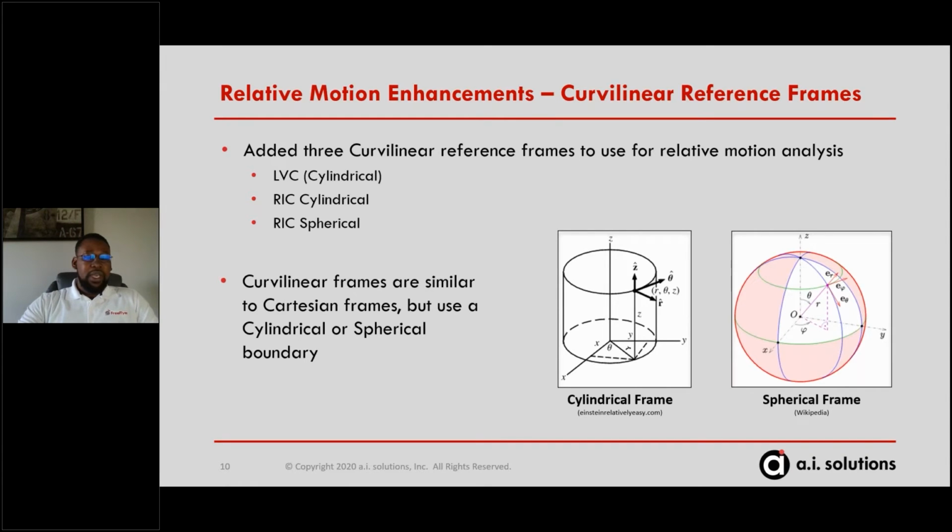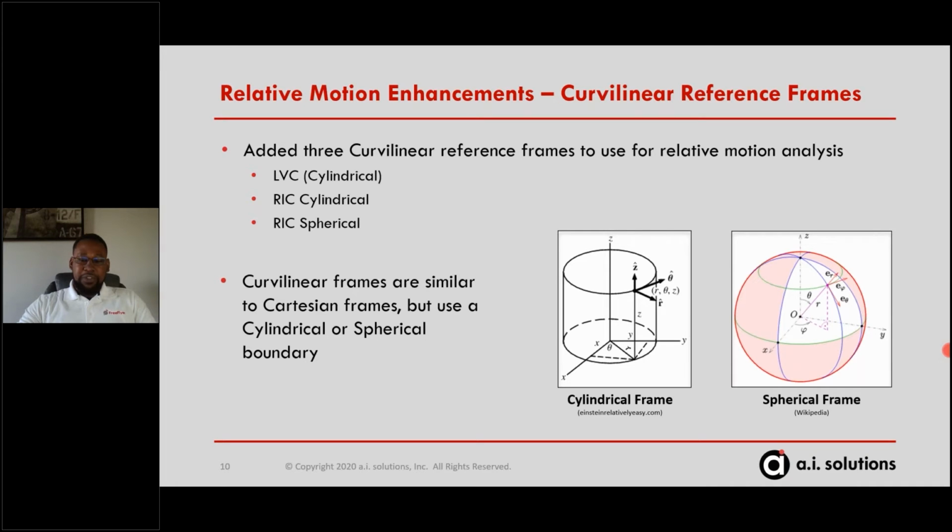Now, these curvilinear reference frames are similar to Cartesian frames, but are using a cylindrical or spherical boundary, as we can see in our images to the right, where with the cylindrical frames, it's being defined where essentially it's polar coordinates, and you are having an r and theta that defines your point on the xy, and then that's projected using our z difference into the cylindrical coordinates.